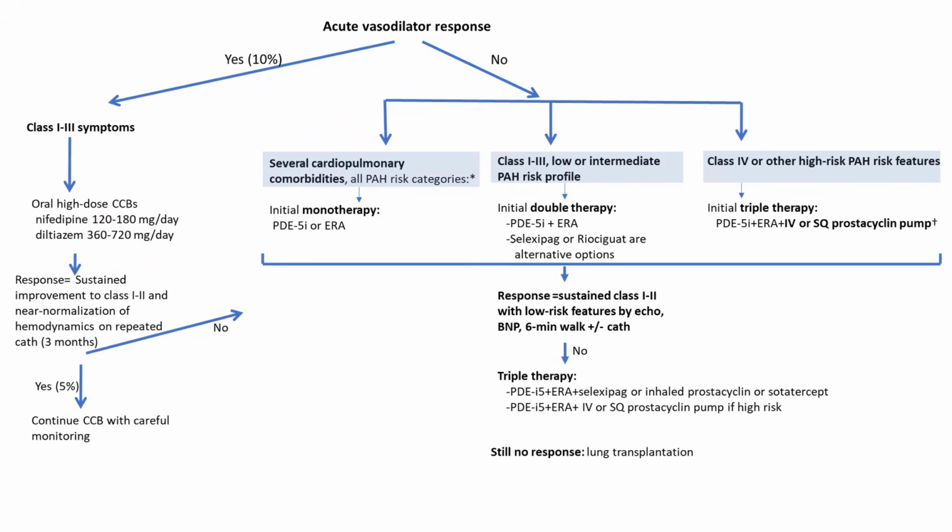And keep in mind that there is a new fourth major type of PAH therapy called sotatercept, which is a sub-Q drug. This one doesn't directly vasodilate the pulmonary artery. It inhibits the TGF pathway and reduces arterial wall growth and promotes reverse remodeling. And this therapy has improved outcomes when added to double or triple therapy in all risk patients, low to high risk, and should be considered early on in these patients.